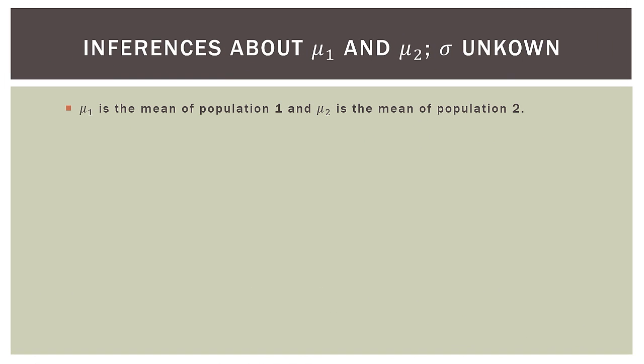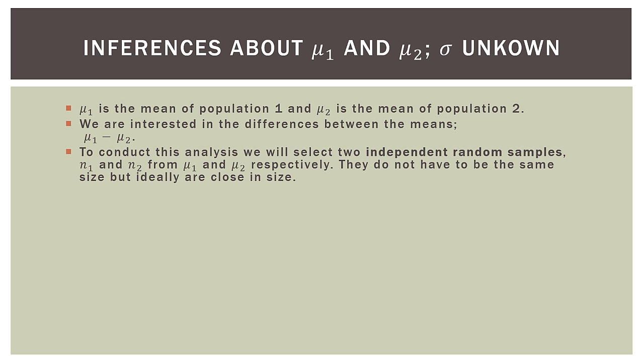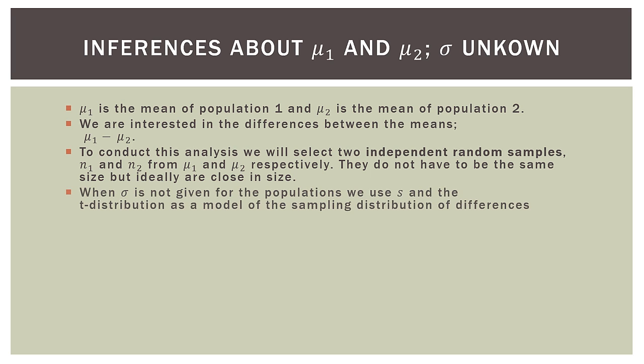So, wrapping a few things up. Mu sub 1 is the mean of population 1, mu sub 2 is the mean of population 2. We're interested in the differences between the means, so mu sub 1 minus mu sub 2. To conduct this analysis, we'll select two independent random samples, n sub 1 and n sub 2, from the two populations respectively. They do not have to be the same size, but ideally they are close in size. Otherwise, we have some problems with assuming variance and variance differences.